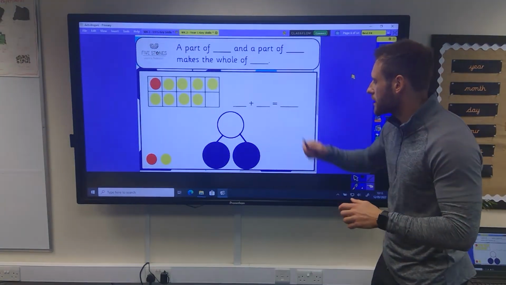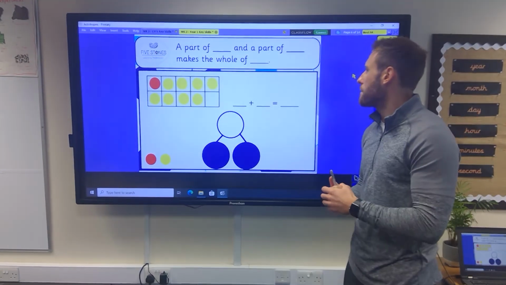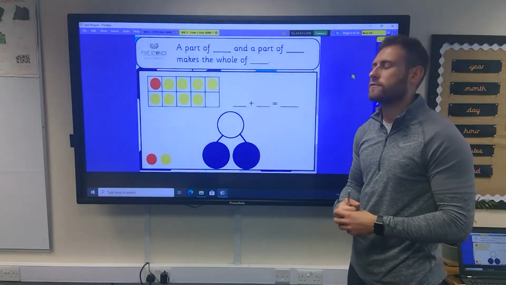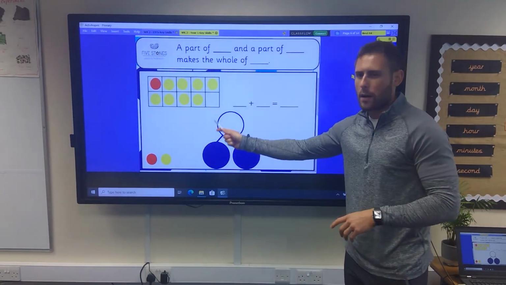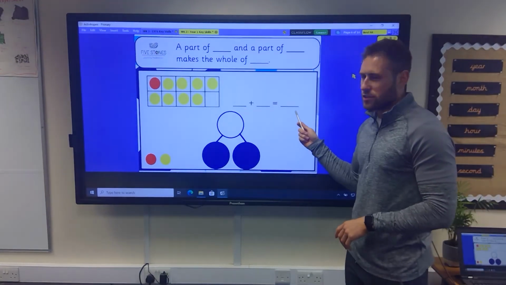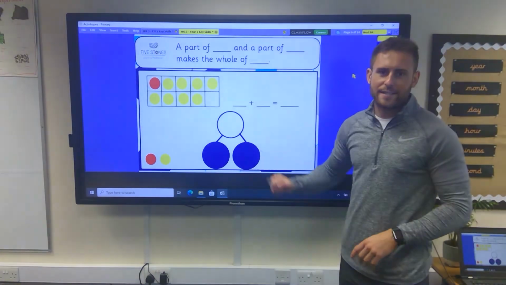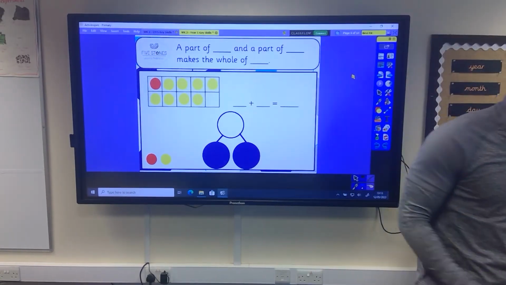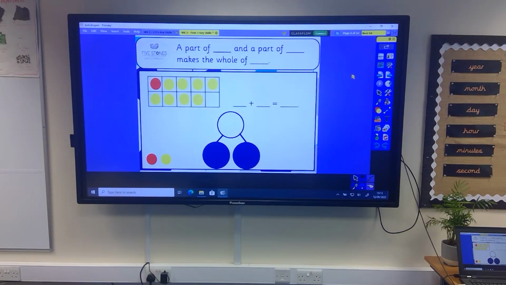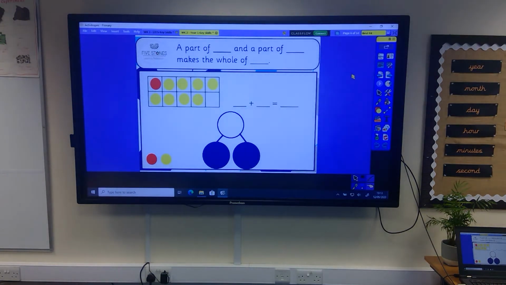Off you go. I want you to finish that sentence. A part of blank and a part of blank makes the whole of blank. Write it in your part whole model. Write it in your addition sentence, but please match my tense frame. Off you go. Pause the video if you'd like more time.